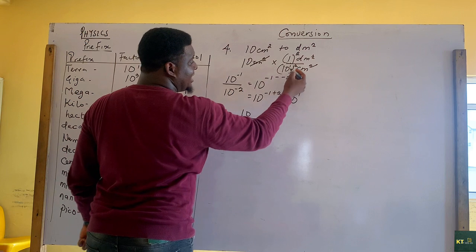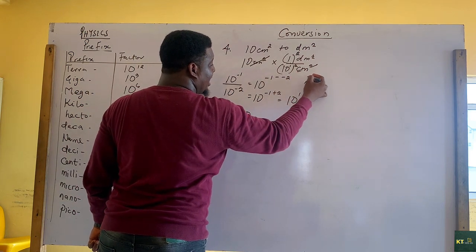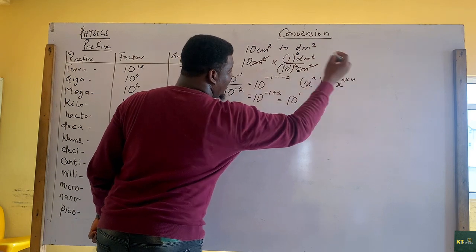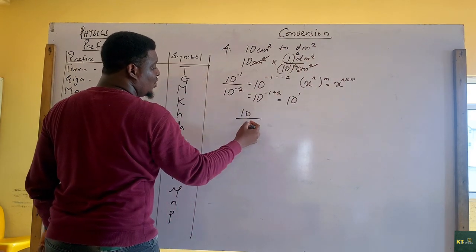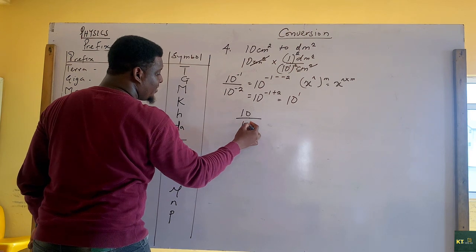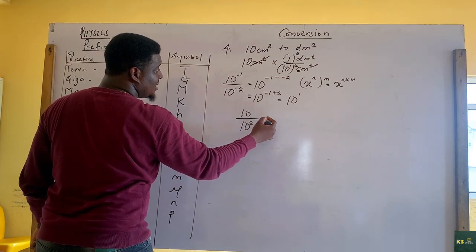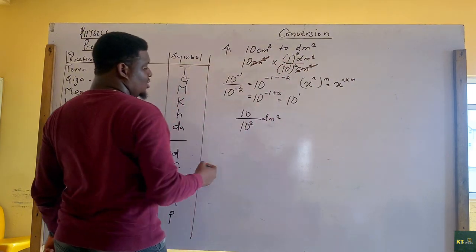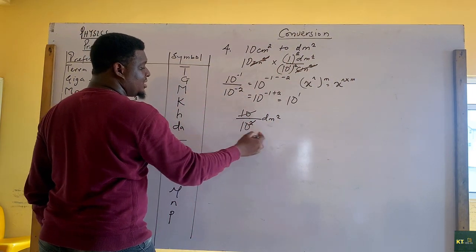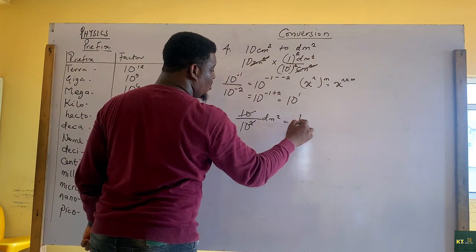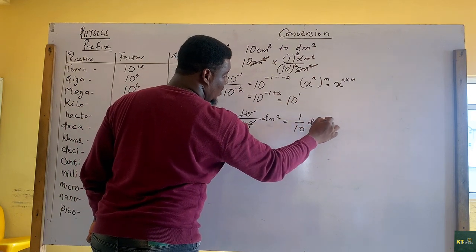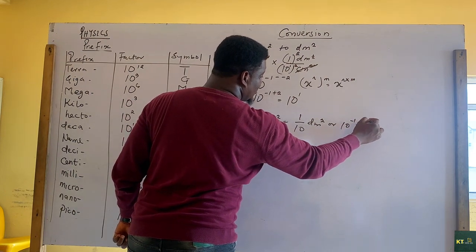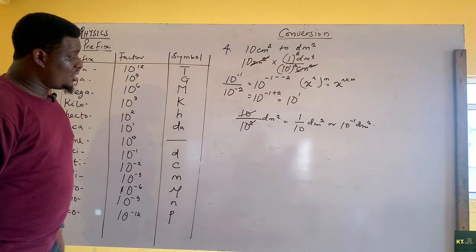If you have something like this in indices, x raised to power n raised to power n, it means x raised to power n multiplied by n. So 1 multiplied by 2 is 2. So we have 10 raised to power 2 decimeter square. Because this has cancelled this. This cancels one of it, and you have the answer to be 1 over 10 decimeter square, or 10 raised to power minus 1 decimeter square. As simple as ABC.